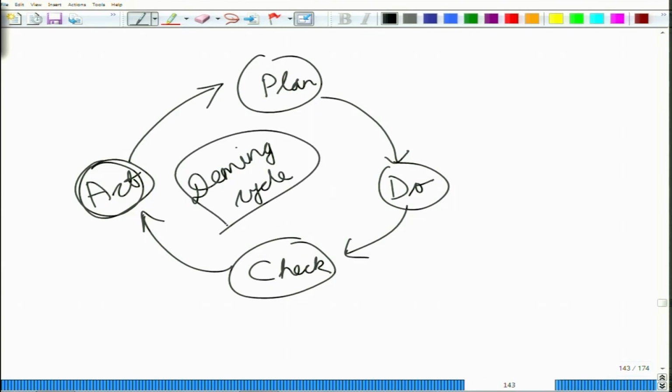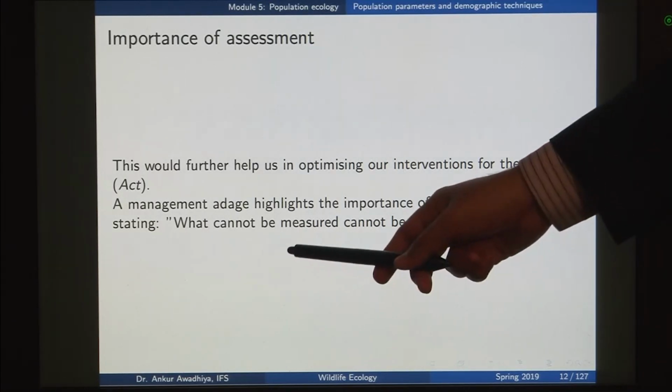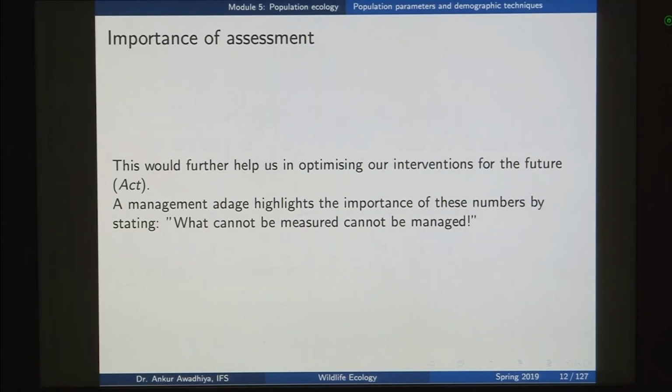And at all of these stages, planning, doing, checking, acting, we require numbers. Why do we require numbers? Because if we do not have these numbers, if we are not able to measure how much population we have, how are we going to manage that population? Because the first question that we are asking is, we want to increase tiger numbers. If we want to increase tiger numbers, the first thing that we should know is what is the current population of tigers and what is the population of tigers that we want.